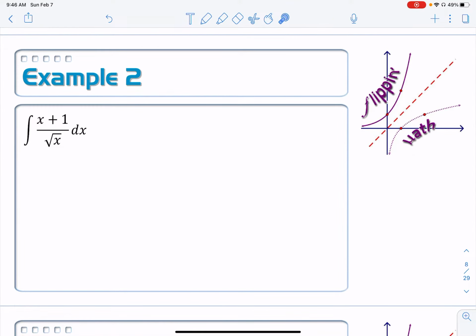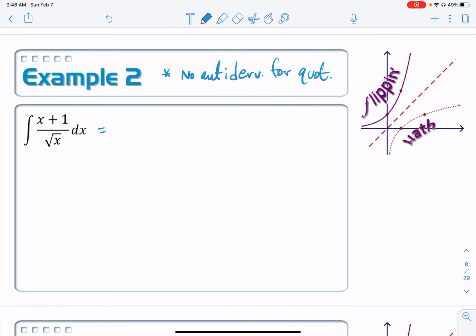Example 2, find the antiderivative of x plus 1 over the square root of x with respect to x. Okay, so I definitely want you to keep in mind that there are no antiderivative rules for quotients. So what that means is whenever you get a quotient, you're probably going to have to rewrite it in some kind of way. We can do that by perhaps turning this into x to the 1/2 power and then just dividing it into both of those terms.